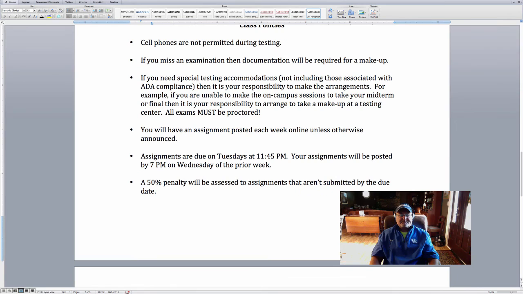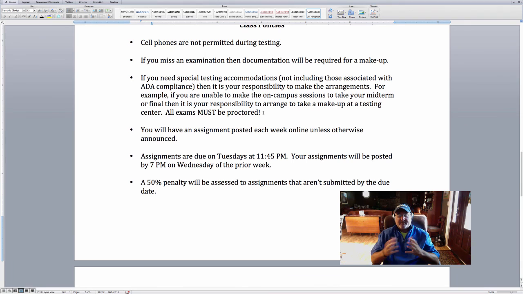So I'm going to dig my heels in on this one. I got kind of wishy-washy with that this summer, and it didn't work well. You don't have to come to campus, but your exams have to be proctored. And the easiest way to get them proctored is just drive to campus.